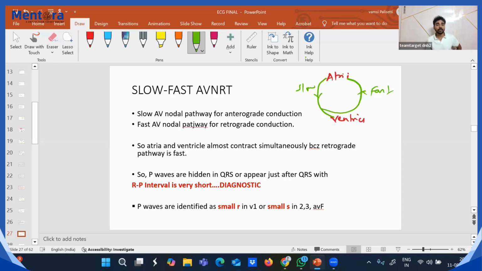So P waves are hidden in the QRS complex or appear just after the QRS, so that is called the RP interval. R is the QRS complex starting point and P is the P wave submerged in the QRS. Maybe sometimes you can see it just after the QRS. That is called the RP interval. That RP interval is very short. That is the diagnostic thing. Right? I will show you in the ECG also.